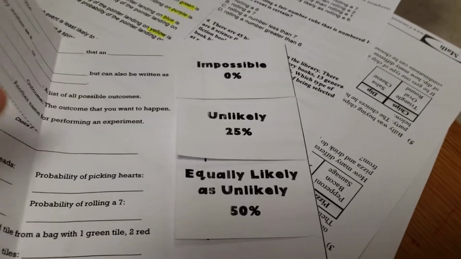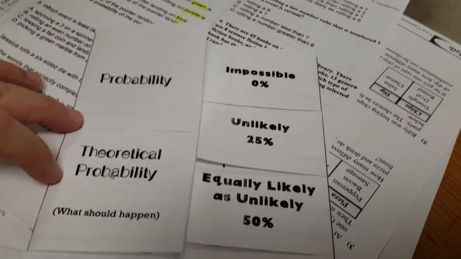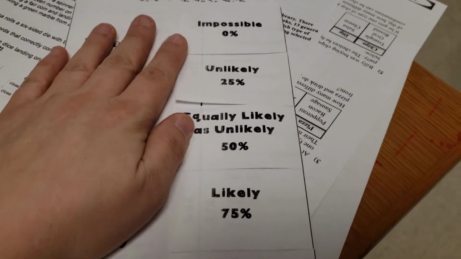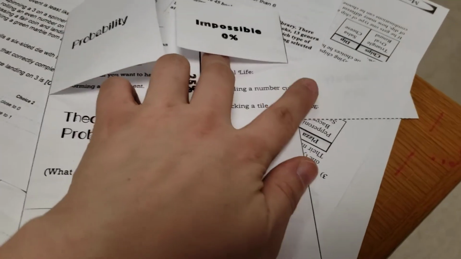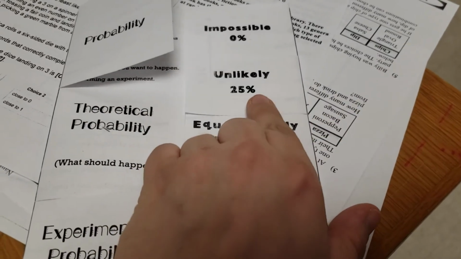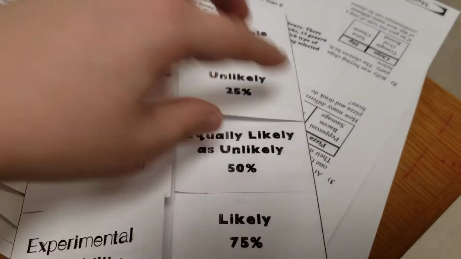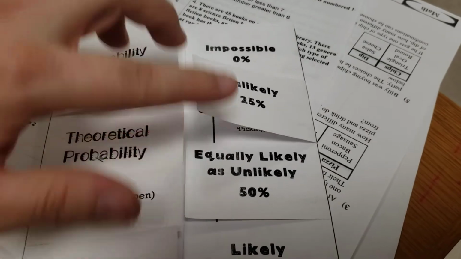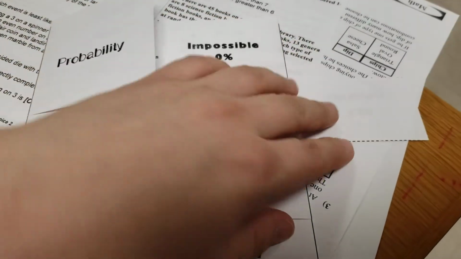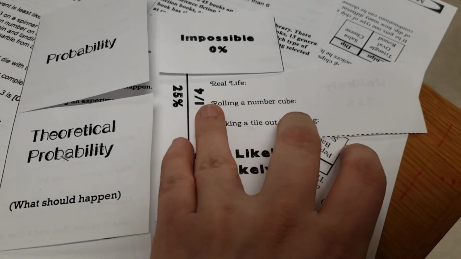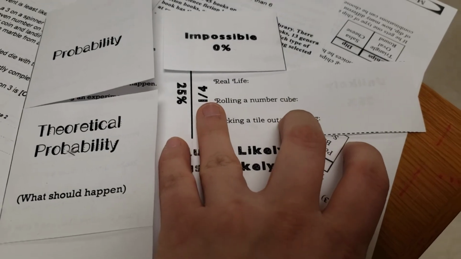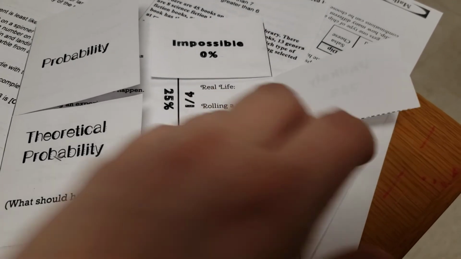On this side, we kind of brainstormed some things that are impossible, not likely, etc. That's sort of up to people's decisions. Unlikely, they put 25%. Basically, anything that's unlikely is less than 50% and more than 0%. So, like winning the lottery, which is less than a 1 in 4 chance of winning, that's very unlikely, etc.